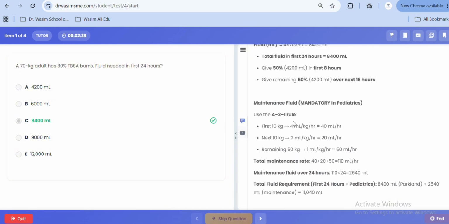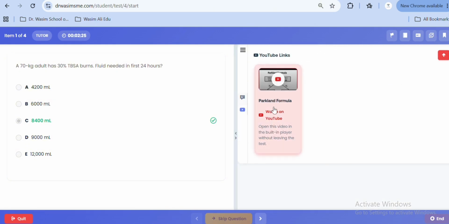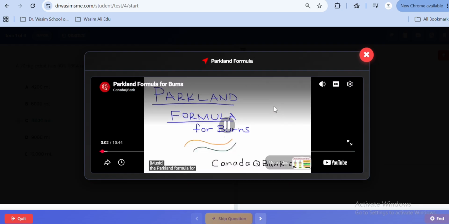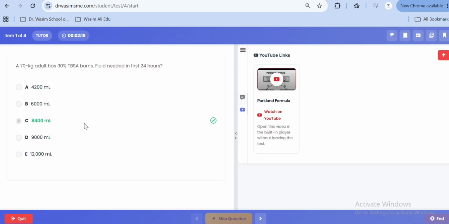So here you can see all the explanation. Then you can also watch the lecture over here, where the Parkland formula has been described. The Parkland formula for burns is the topic. So this is what it is with this MCQ.